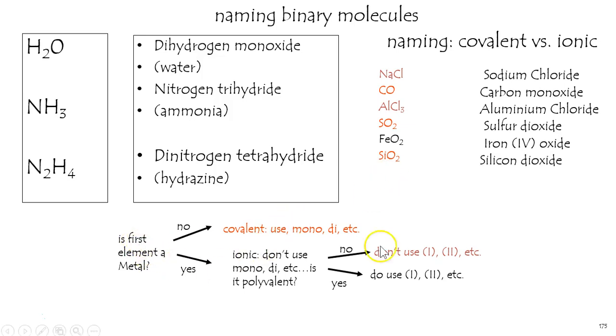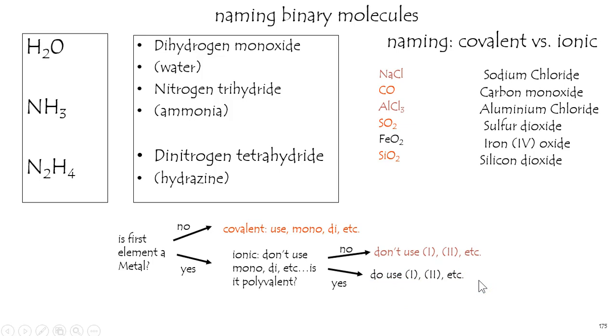If you're a flowchart person, which I'm not, you could use these rules. Ask yourself, is the first element a metal? If it is, we are not going to use the mono, di, tri. And then you say, is it in the polyvalent region, like the transition metals and a little to the right? If it is, we better use the Roman numerals.